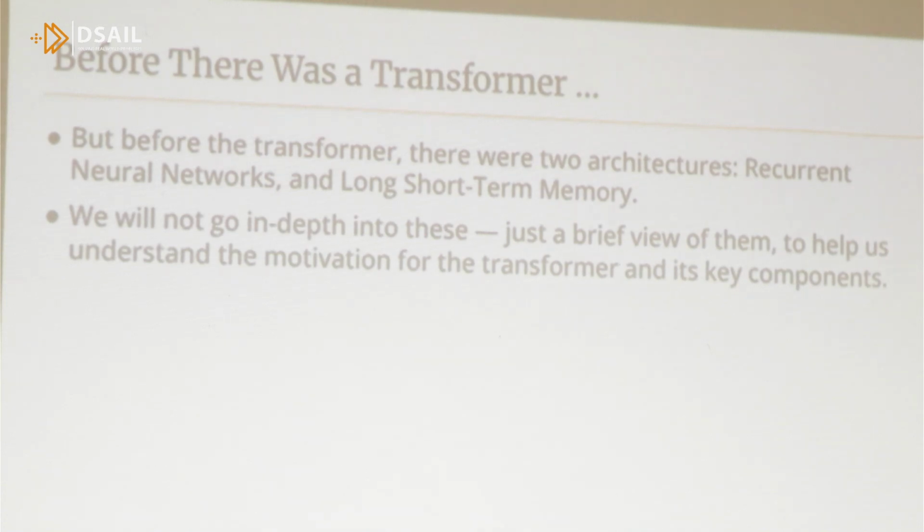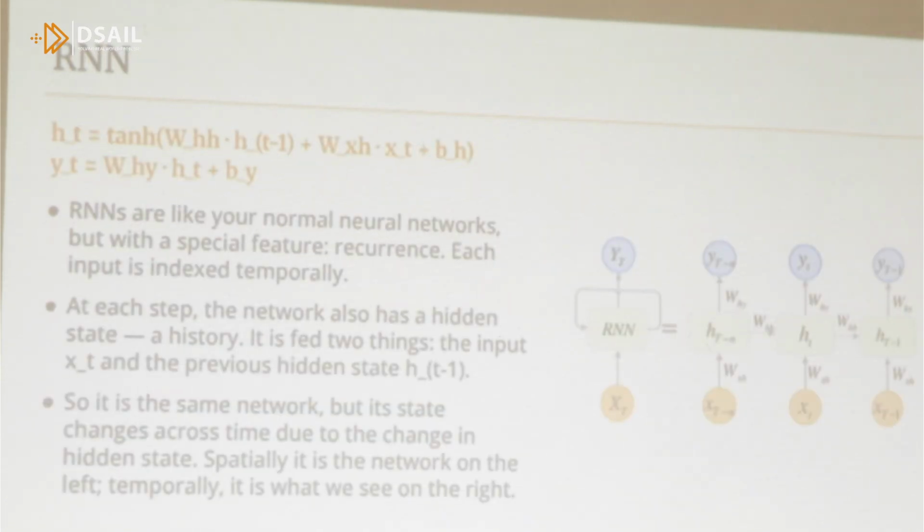But before there was a transformer, there were other models. There are two architectures, and they're still in use today in different contexts, but they largely motivated the transformer model. So the two are recurrent neural networks and long short-term memory. We'll not go in depth into this, but we'll give a brief overview of some of the concepts that motivate the architecture of that.